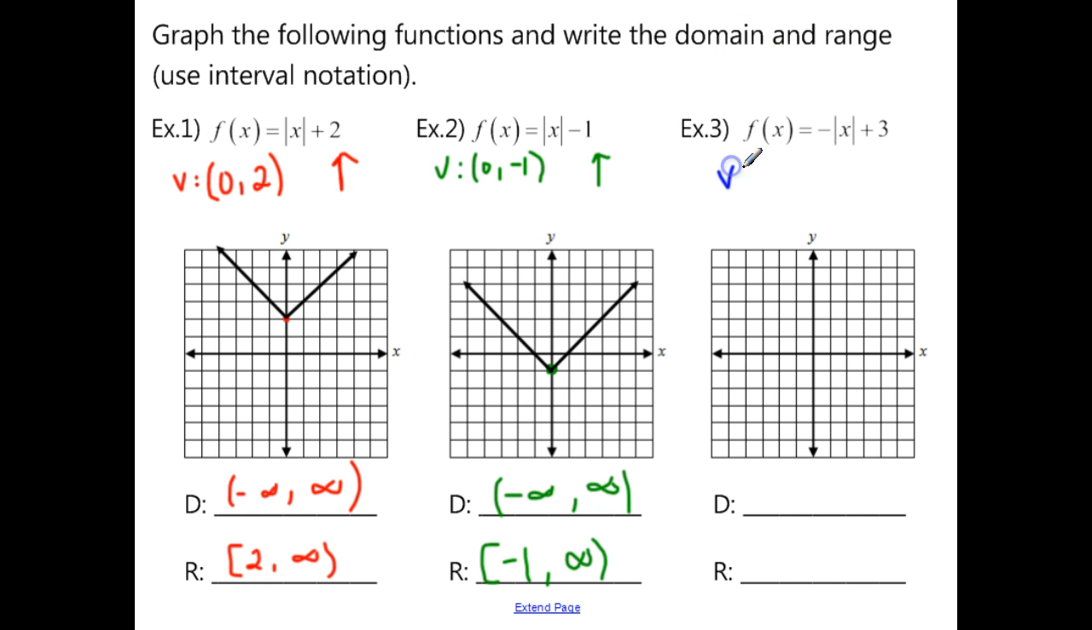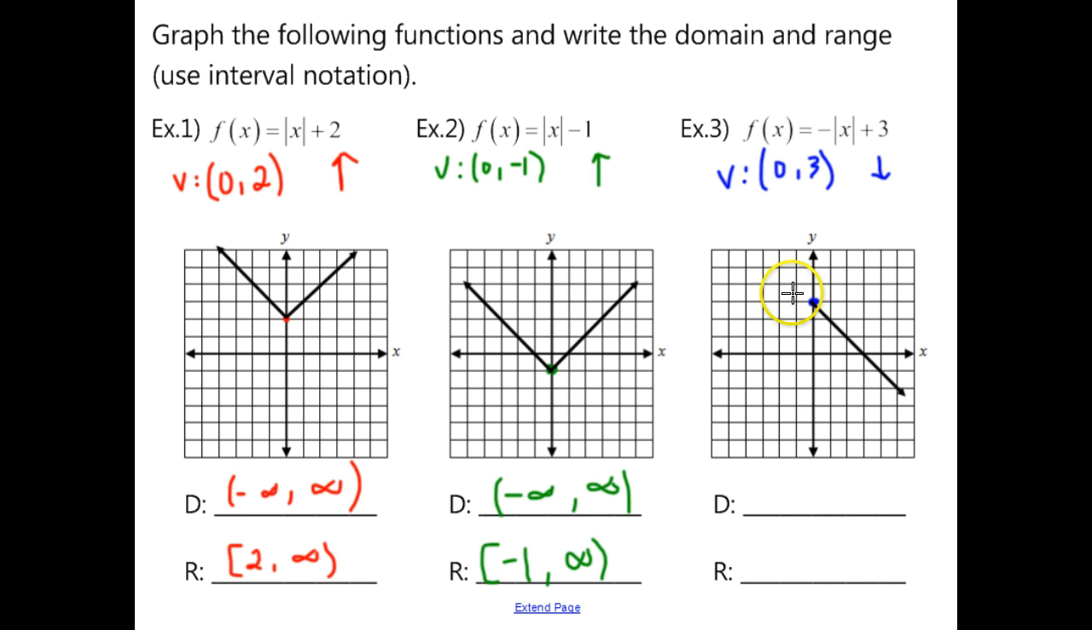So again, our vertex (h, k) is (0, 3). So let's go ahead and mark that (0, 3). And then this negative tells us that it's going to open downwards. We don't have any other changes. So all we're going to do is take that positive slope to the right and open that downwards, making that a negative slope of 1 down to the right. Okay, so instead of going up, we're going down.